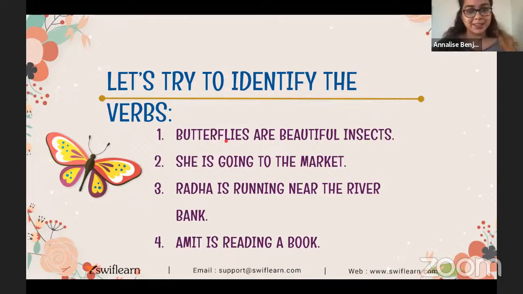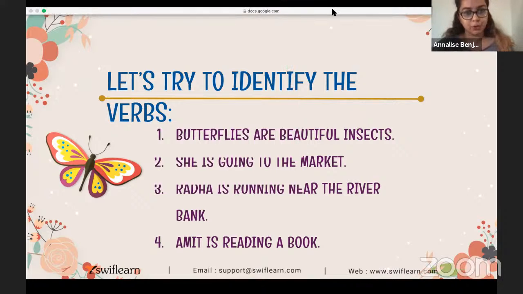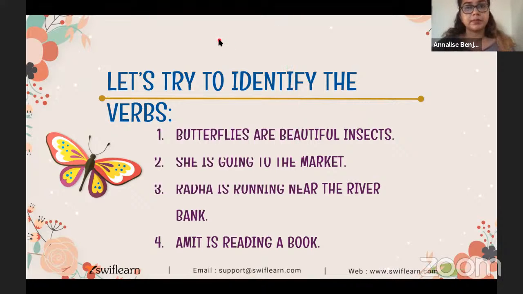There are 4 sentences in front of you. Why don't you try to figure out what is the verb in these sentences? I'll give you a second. Why don't we do it together? Butterflies are beautiful insects. What's our verb over here? Are. It's a state of being verb.